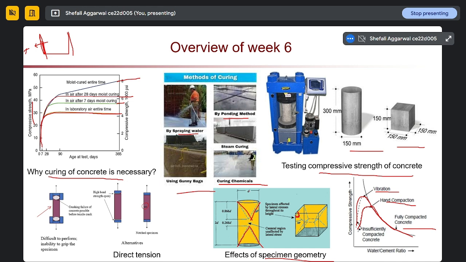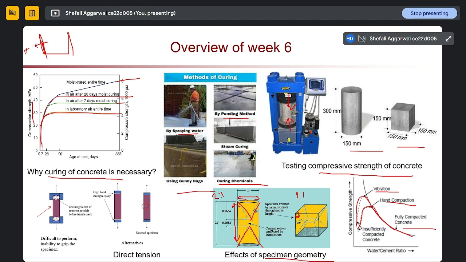So the next important material in our concrete industry is aggregates. As we have discussed in the first slides, almost 70 to 80% of our concrete consists of aggregates. So it is important to have a good aggregate in our concrete system.